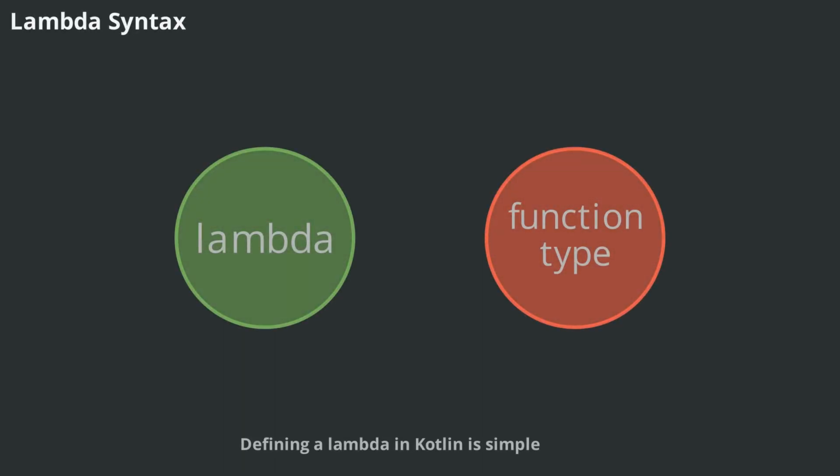Defining a lambda in Kotlin is simple. Use curly braces with parameters and a body. For example, { a, b -> a + b } defines a sum function. You can assign lambdas to variables, pass them as arguments, and use them with higher-order functions for flexible, reusable code.